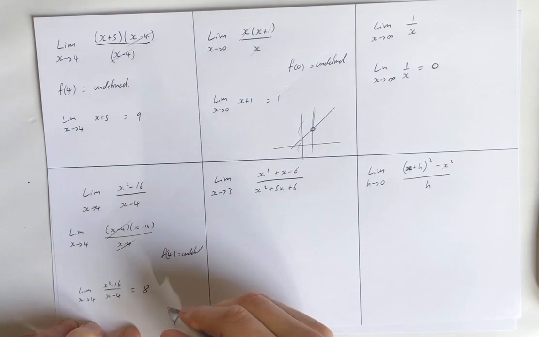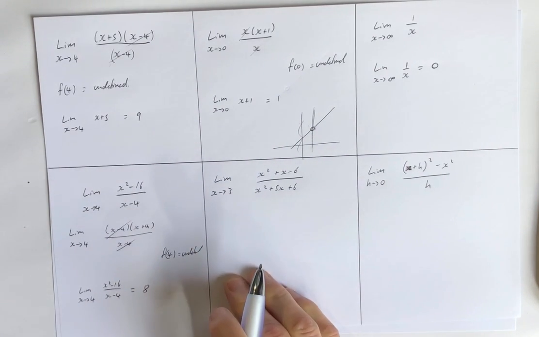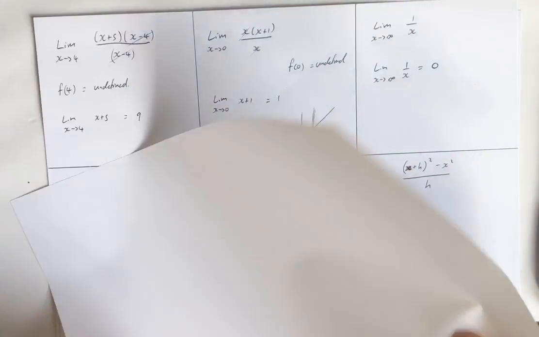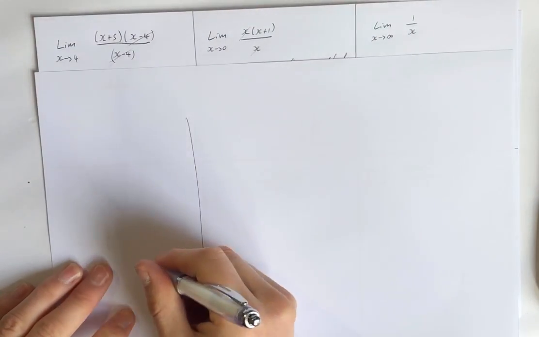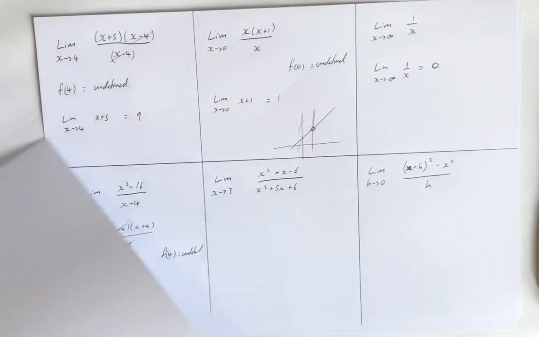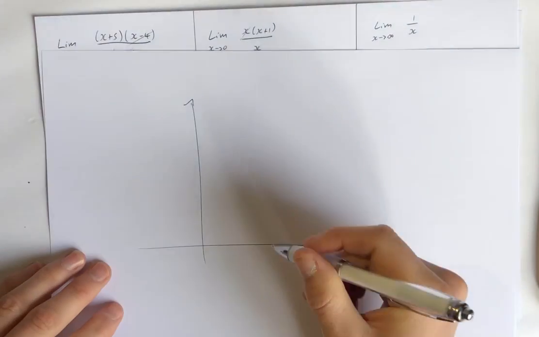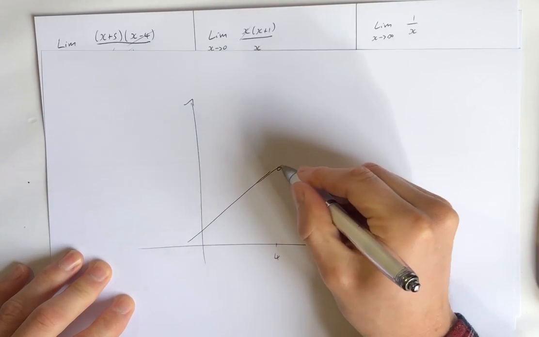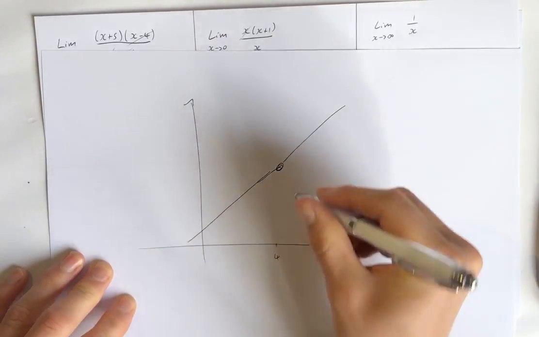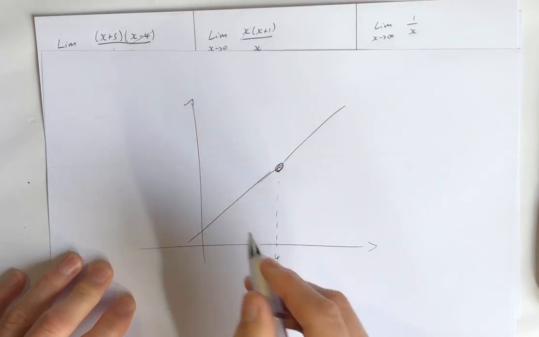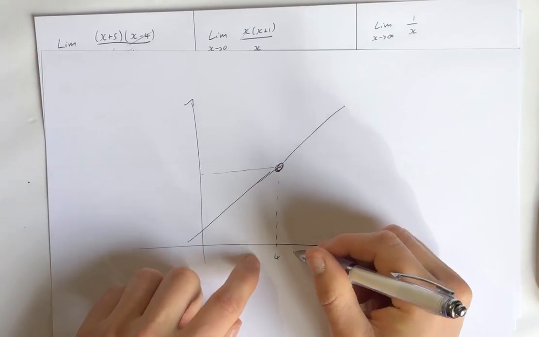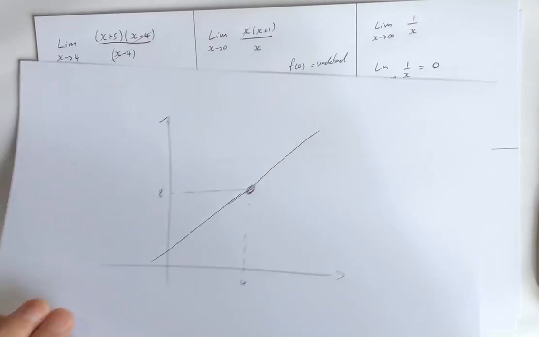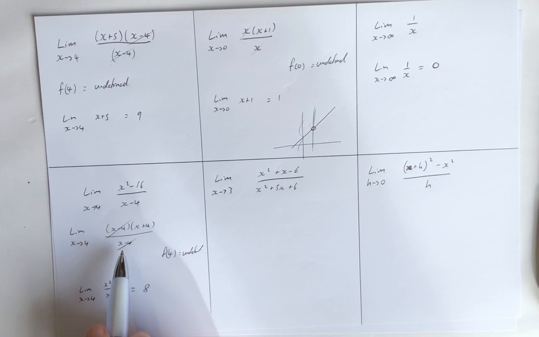So if we were to get a piece of paper, if we were to plot this up, then there's a hole when x is 4. So at 4, there is some hole. It's undefined. But as we got closer and closer to that number, we would get closer and closer to 8. And that's what we've figured out there. So at 4, it's undefined.